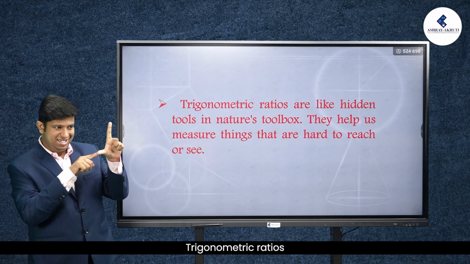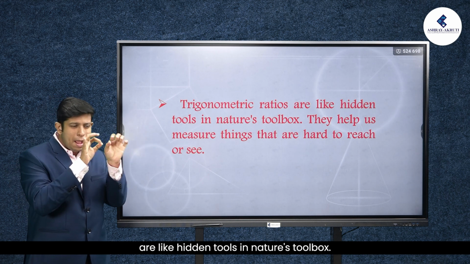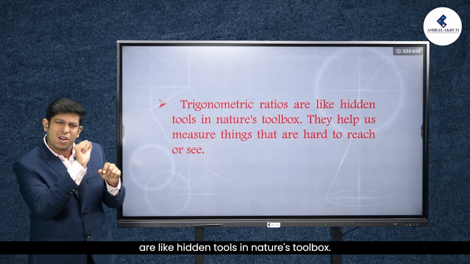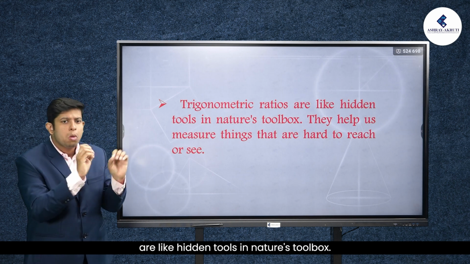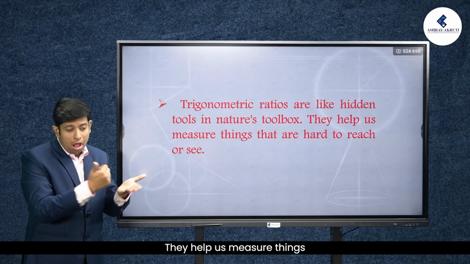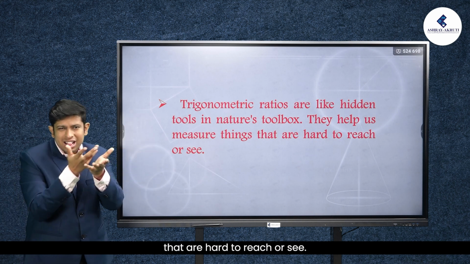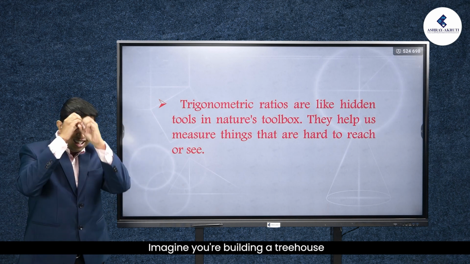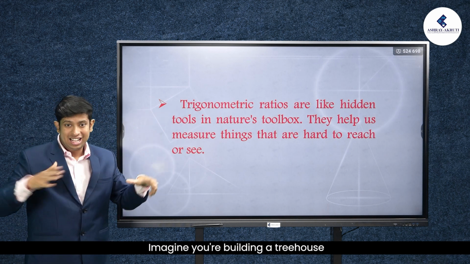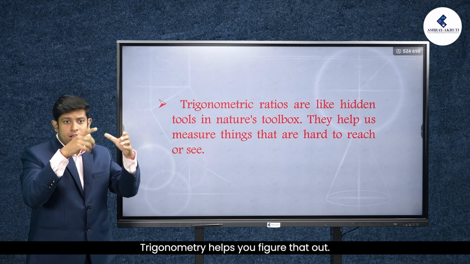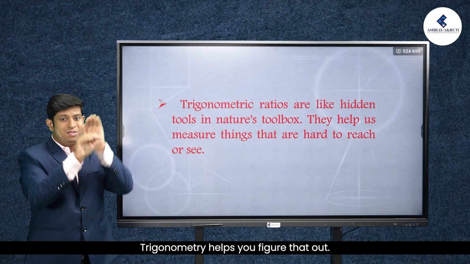Trigonometric ratios are like hidden tools in nature's toolbox. They help us measure things that are hard to reach or see. Imagine you are building a tree house and need to know how long the ladder should be. Trigonometry helps you figure that out.